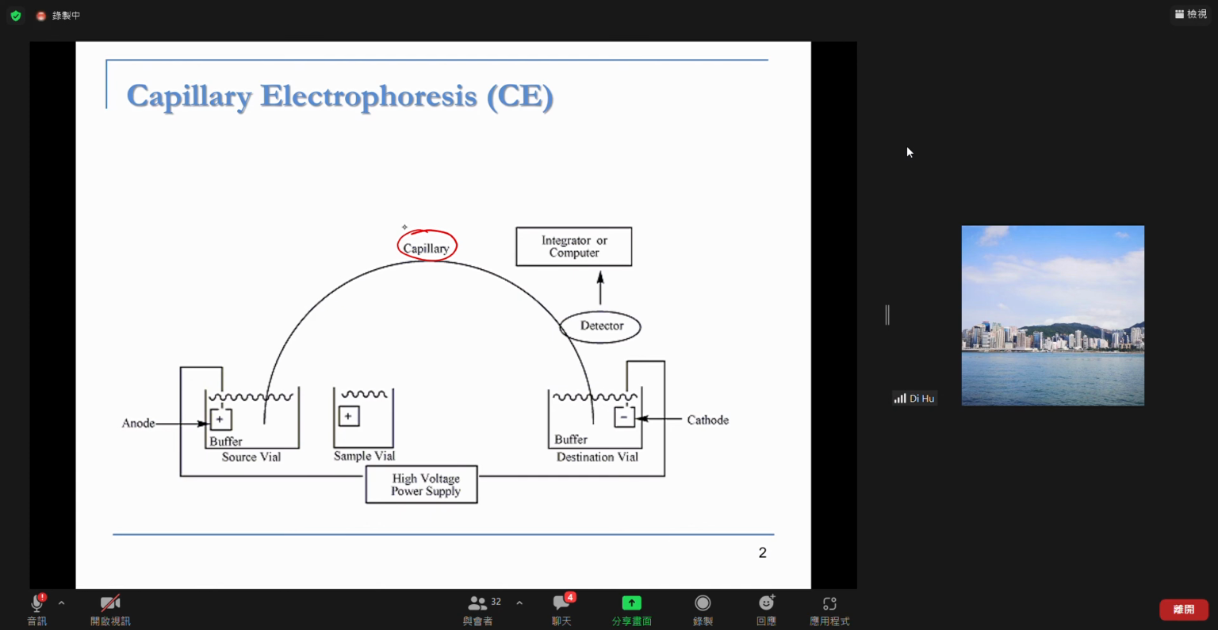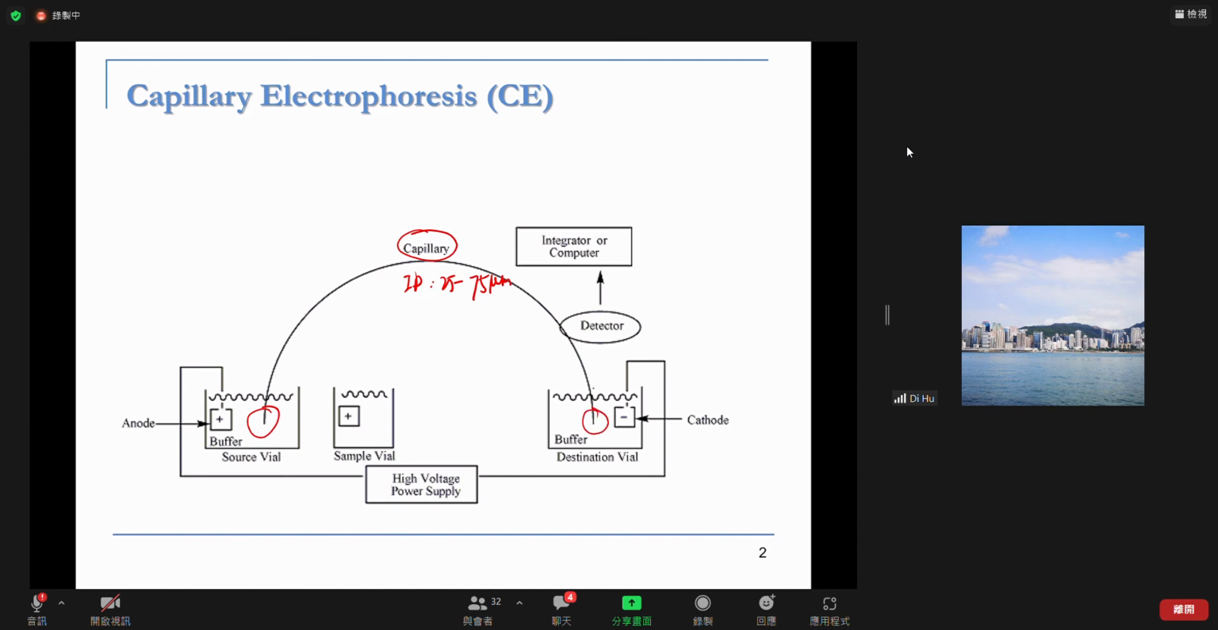The narrow-bore capillary tube has an ID, typically 25 to 75 micrometers. Okay, so the capillary tube is here. What happens is, we see the capillary tube, one end is in the source vial and the other end is in the destination vial.